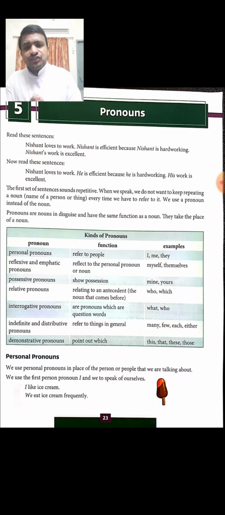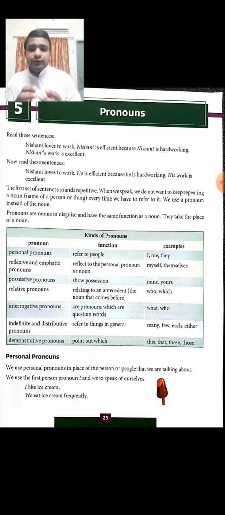Look at the second sentence. Nishant loves to work. He is efficient because he is hardworking. His work is excellent. Now, we use pronouns instead of nouns, so it has the same function as a noun, because it takes the place of a noun.